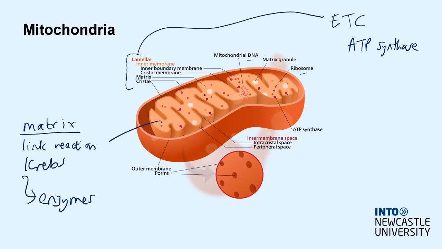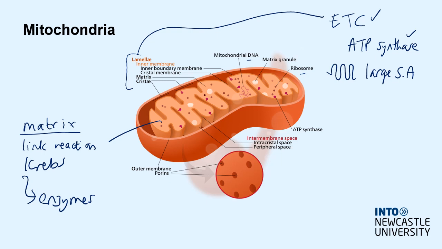Remember, we've talked about how the cristae themselves have a very large surface area, and this is so that we have lots of electron transport chain carriers and lots of the ATP synthase embedded there, so we can get a very efficient process.